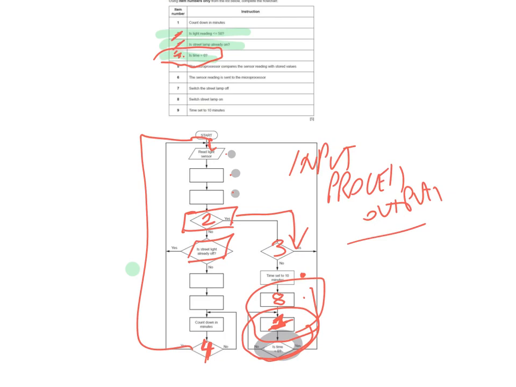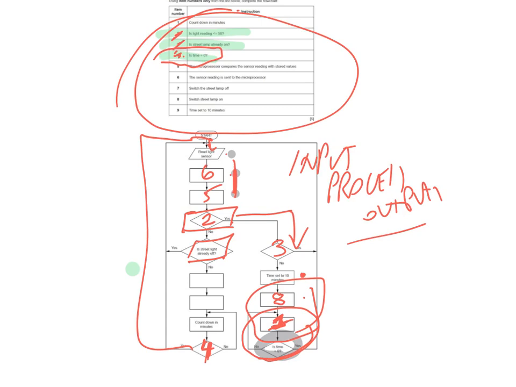And then that leaves us with those first ones. I should have done these first again, thinking about what inputs we've got. So we've got 6 sent to the microprocessor and then 5, reading compared with stored values. I've said a couple of times in the previous questions, looking at that input, process, output, that's exactly what we should be given in those previous ones. So if the street light is not already off, we want to turn it off. And that leaves us with which one is turned on, 9, time set to 10 minutes so that it would stay on for at least that length of time.